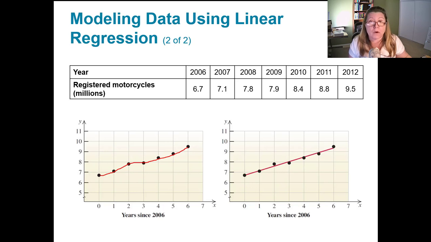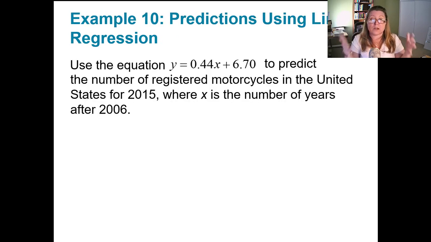Now, even though our data doesn't fit perfectly to this line, here's how I can use this line. I can take the equation of this line to predict the number of registered motorcycles in 2015, where our x value is the number of years after 2006. So it's not the value 2015. It's the number of years it takes from 2006 to get to 2015, which is 9 years. So our x value is going to be 9.